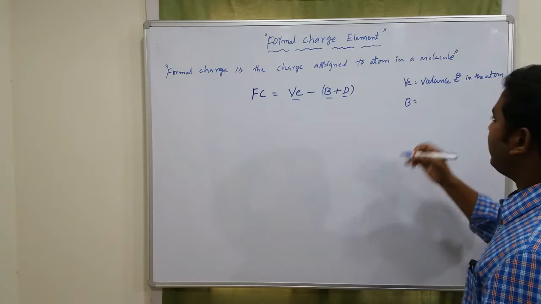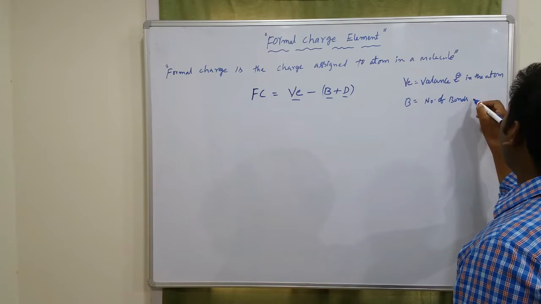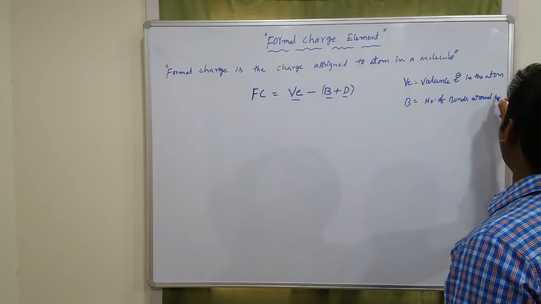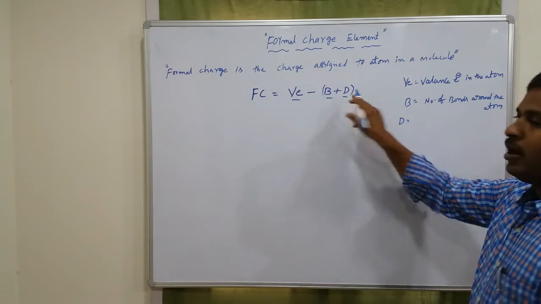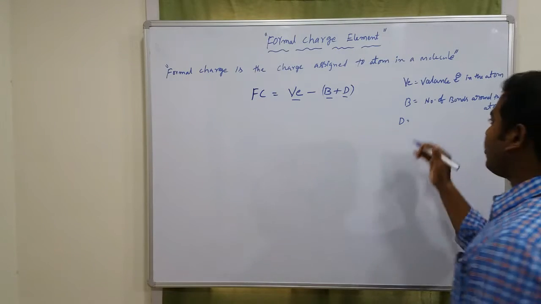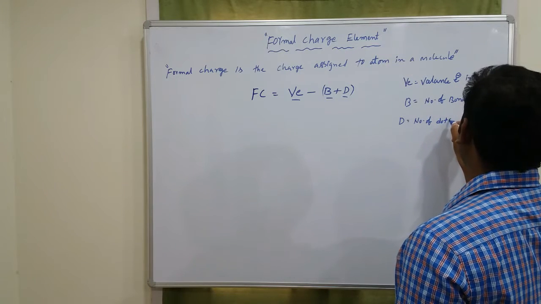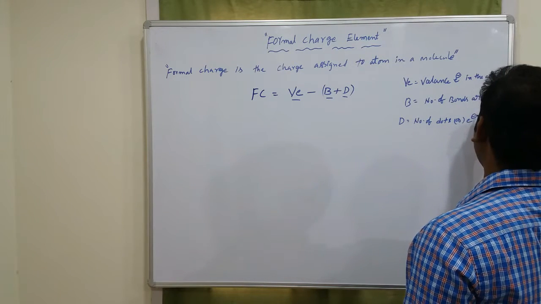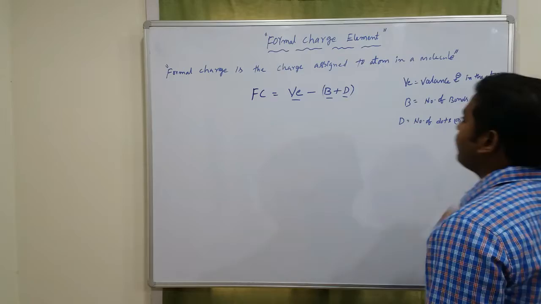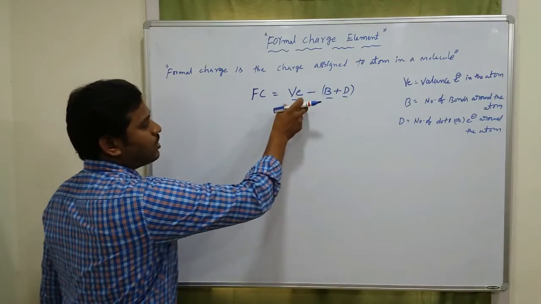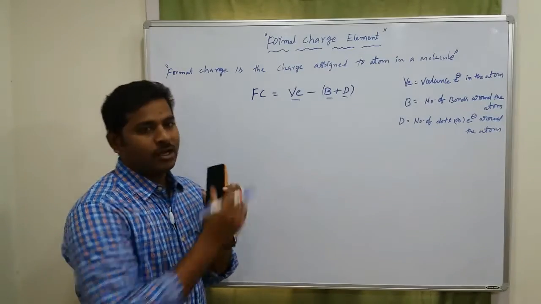B stands for the number of bonds around the atom. Next, D stands for dots. Dots are nothing but electrons, so the number of dots or electrons around the atom. Formal charge equals valence electrons minus bonds plus dots. So this gives the information about the charge on a particular atom.